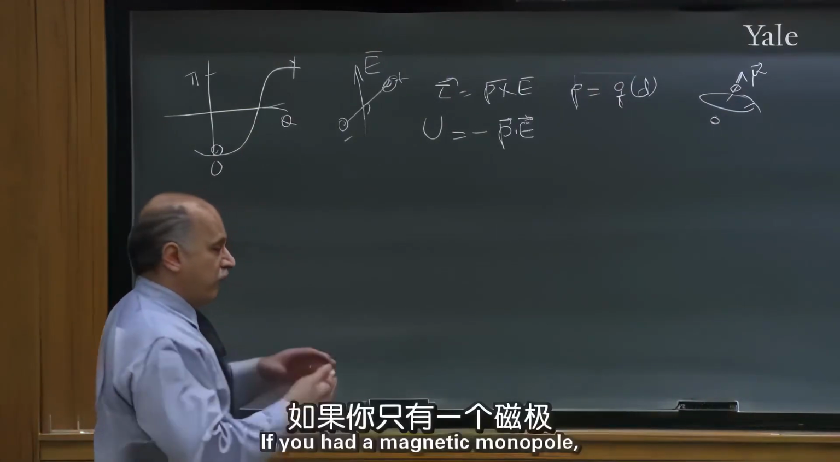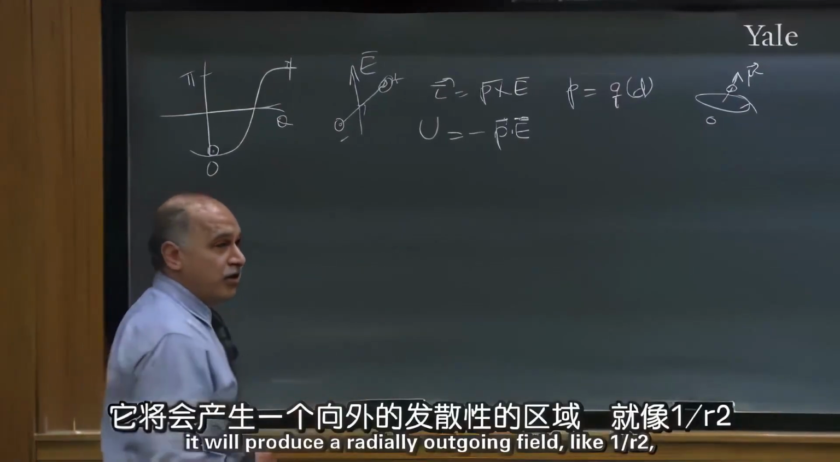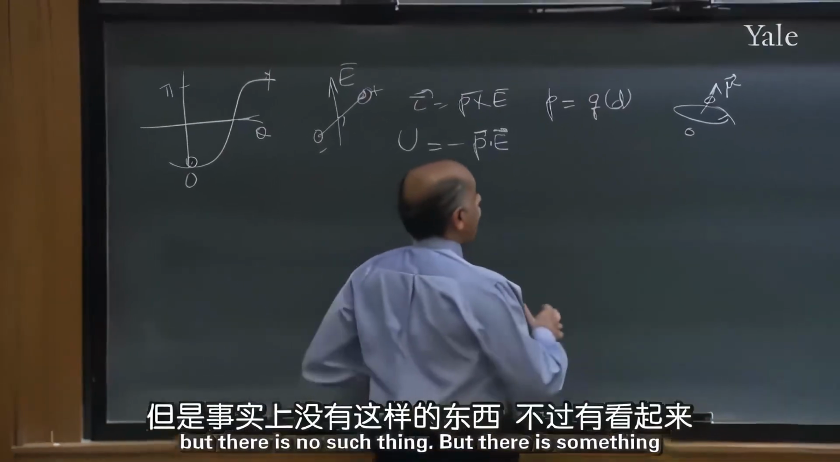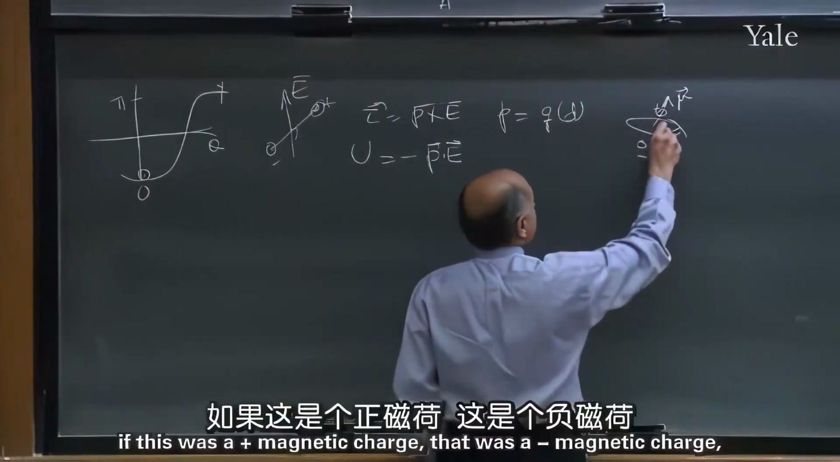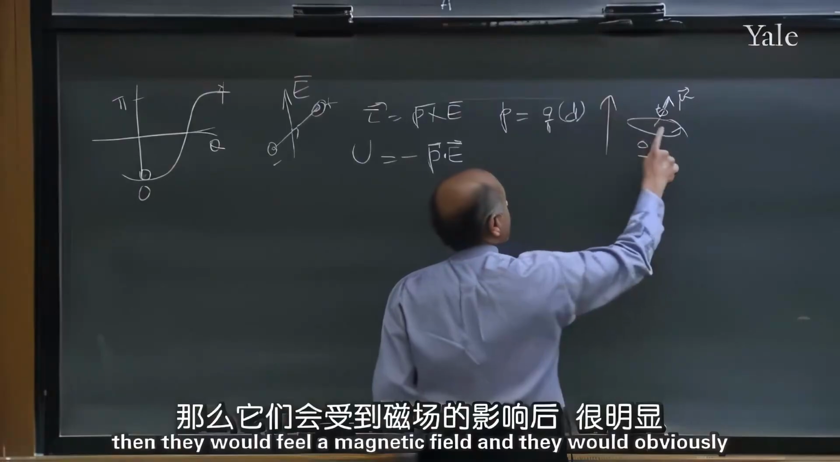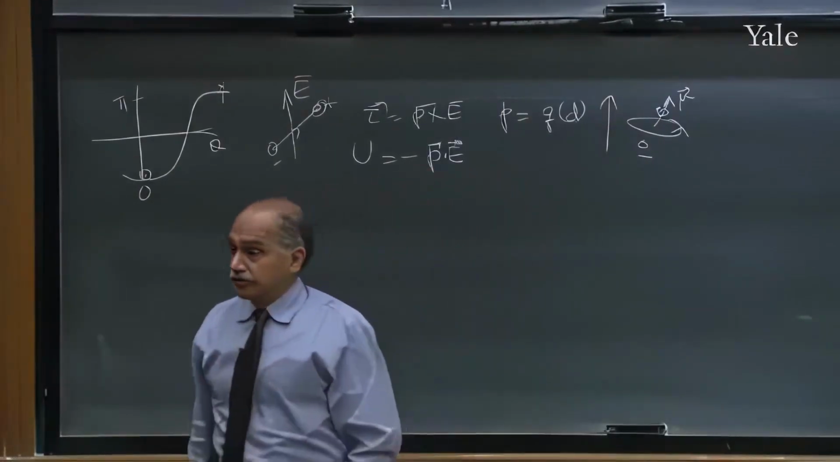If you had a magnetic monopole, it would produce a radially outgoing field like 1 over r squared, but there is no such thing. But there is something that looks like a magnetic dipole. In other words, if this was a plus magnetic charge, that was a minus magnetic charge, then they would feel a magnetic field, and they would obviously line up with the magnetic field. The dipole will line up with the field.